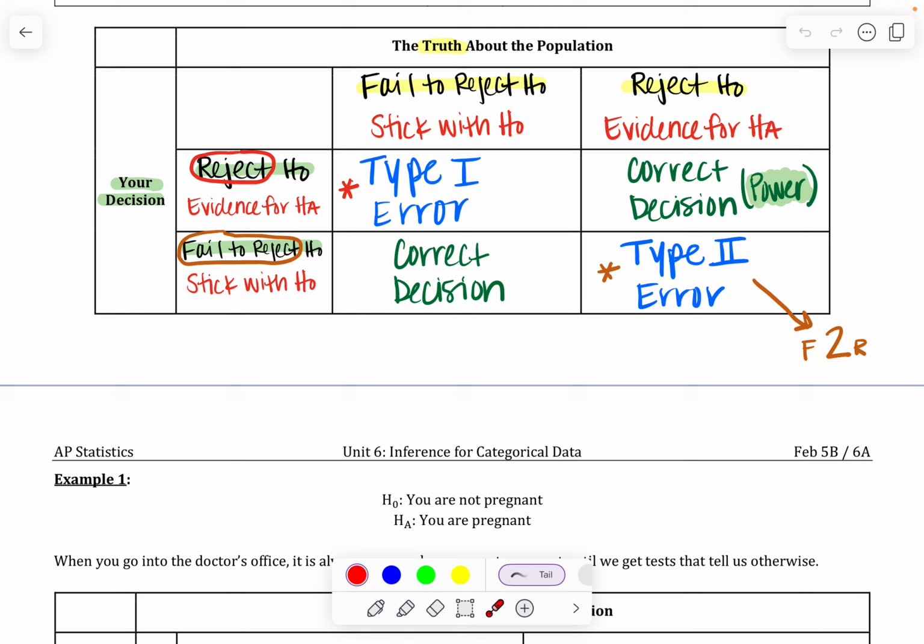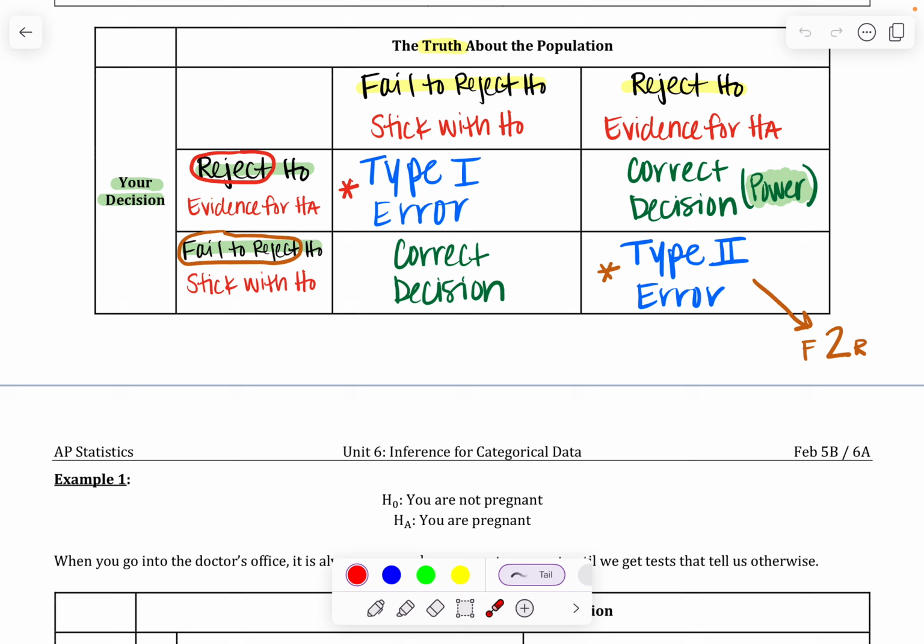The best way I can say to keep these separate in your mind, I always say that type 2 error is fail to reject. So anytime I'm identifying what error I potentially made, if I failed to reject the null, it's a type 2 error.